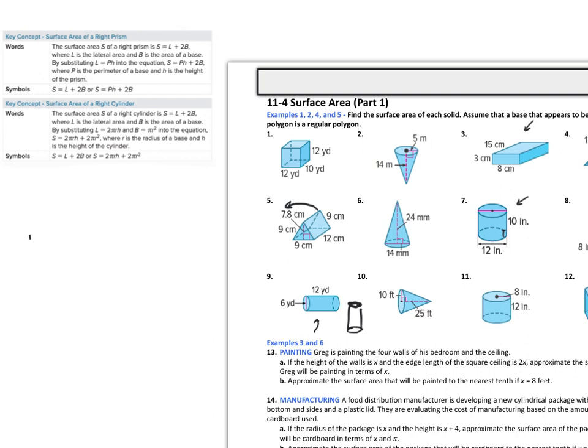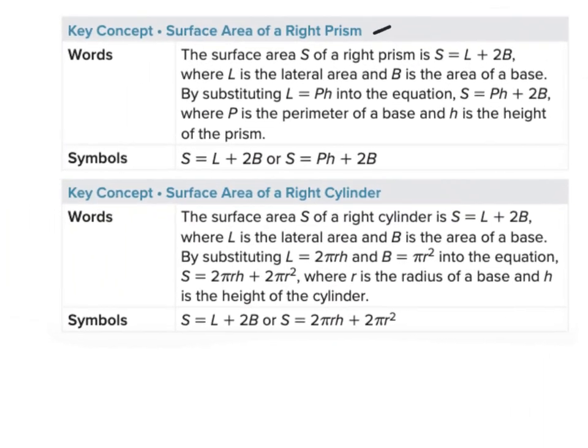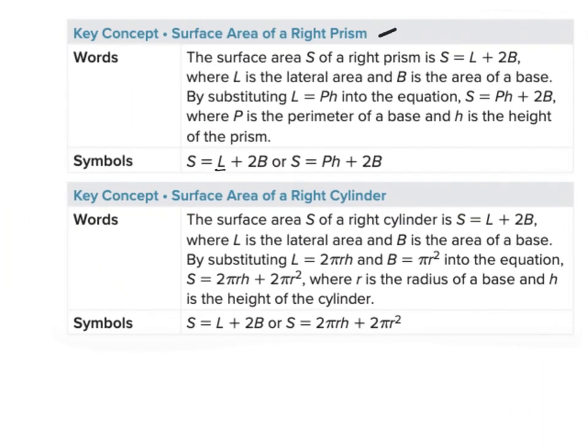Let's see, I'm going to use number 3 here for a quick example of a right prism. Looking at the definition here, the surface area is going to be the lateral area plus 2 times the area of the base. That's what that stands for there. And looking at that, the lateral area, the way this curriculum talks about it, is going to be the perimeter of the base multiplied times the height, plus then of course 2 times the area of the base.